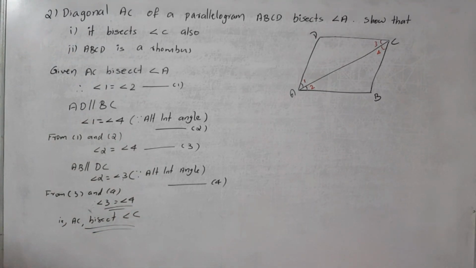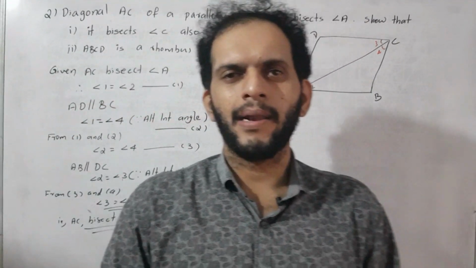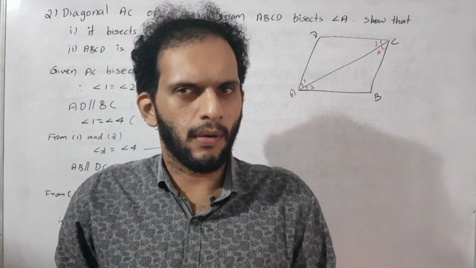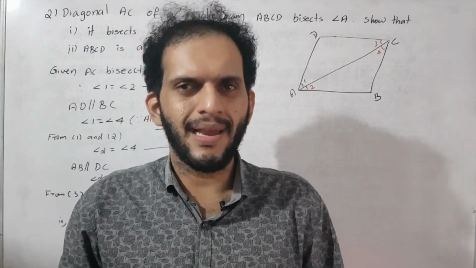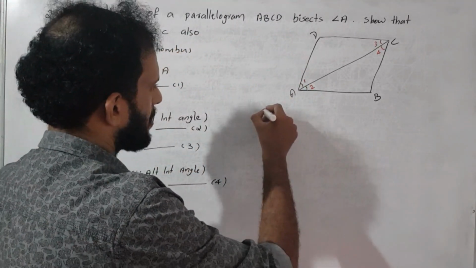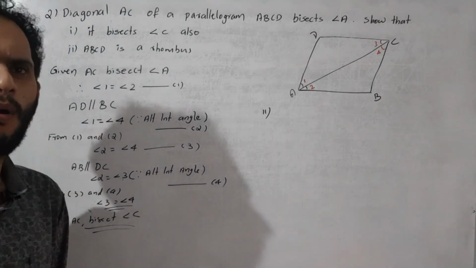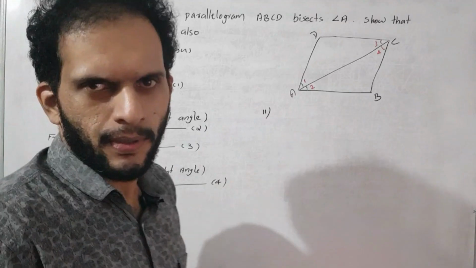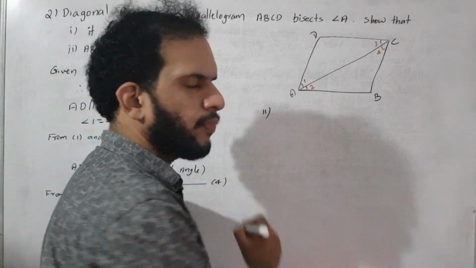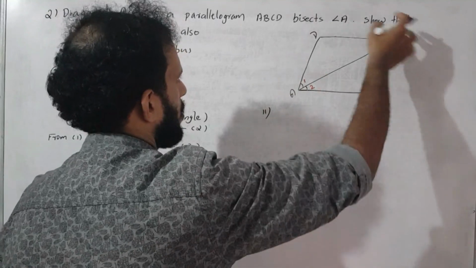Okay, so one more thing: ABCD is a rhombus. It is already given to be a parallelogram, correct? Then how do we prove it is a rhombus? We want to get all sides equal. So our second aim is to prove that all sides are equal.